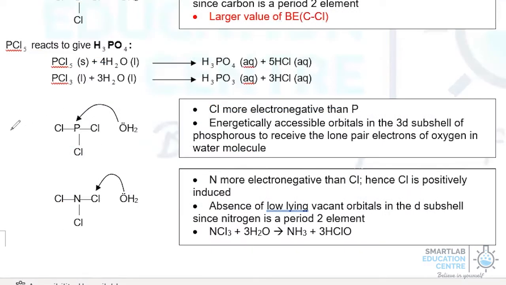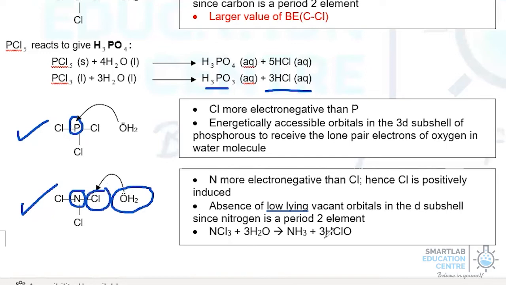Next we'll be looking at why PCl3 could hydrolyze in water to produce your H3PO3 and 3HCl. But in the case of NCl3, when it hydrolyzes in water, you actually produce ammonia. The reason for that is that phosphorus, again, is a period 3 element, so it has energetically accessible orbitals in the 3d subshell. Unlike nitrogen, which does not have any low-lying vacant orbitals in the d subshell, because nitrogen is a period 2 element and only has 2 subshells in the outermost electron shell, namely your 2s and 2p. And hence, because of this, the water, in actual fact, during the chemical reaction, interacts with the Cl instead, thereby producing ammonia and your HClO.